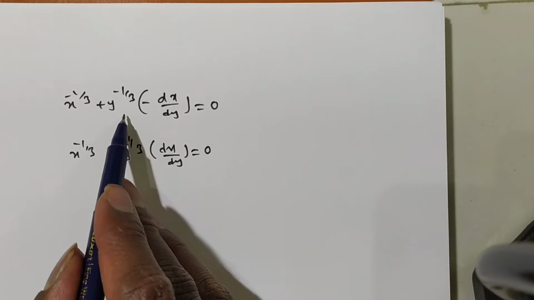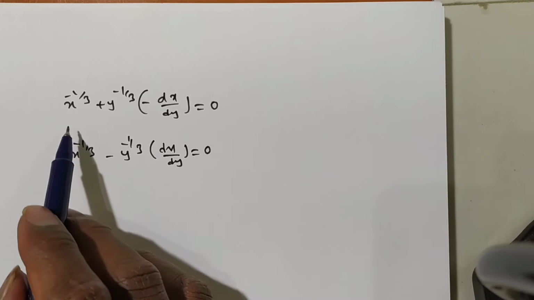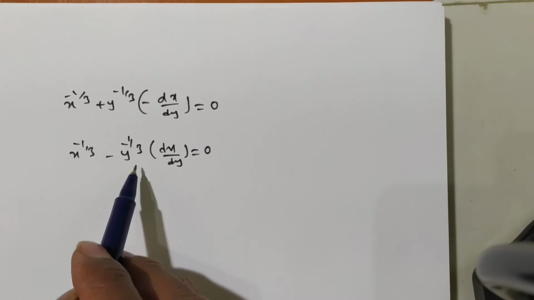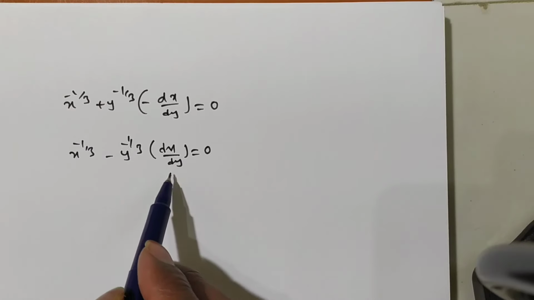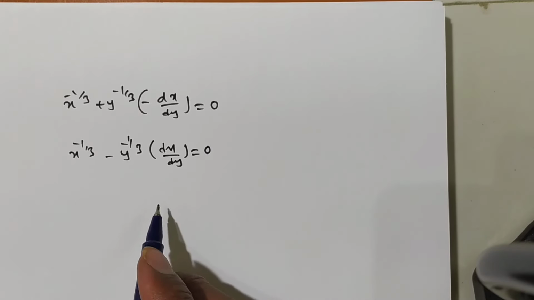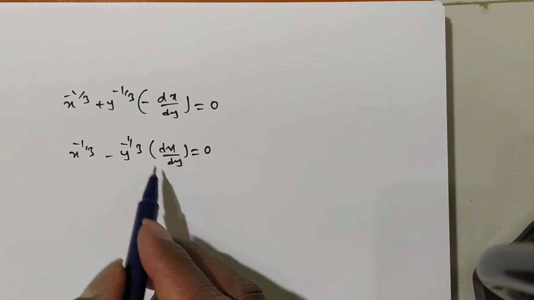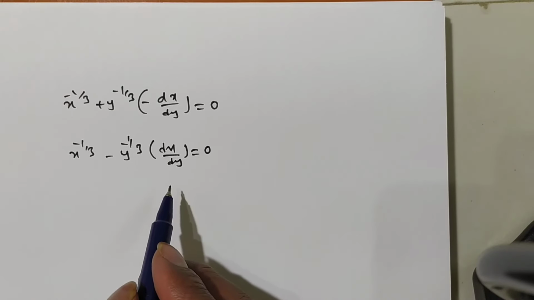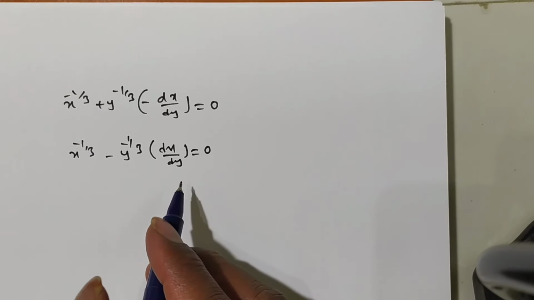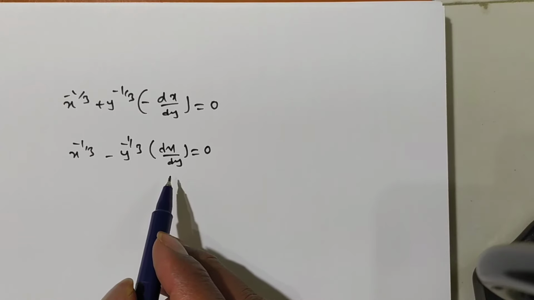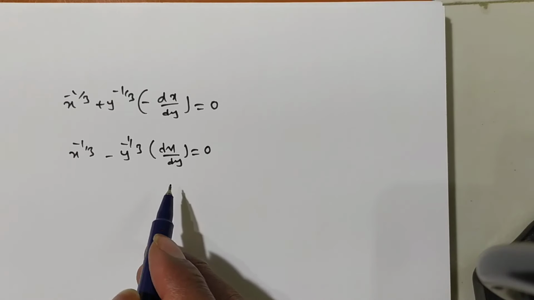Now taking the minus outside, you will have x to the power of minus 1/3 minus y to the power of minus 1/3 into dx by dy equal to 0. Friends, now this is a first order, first degree differential equation, so you can apply different methods. First we have the variable separable method. If it is not possible, then you can go for any other method.